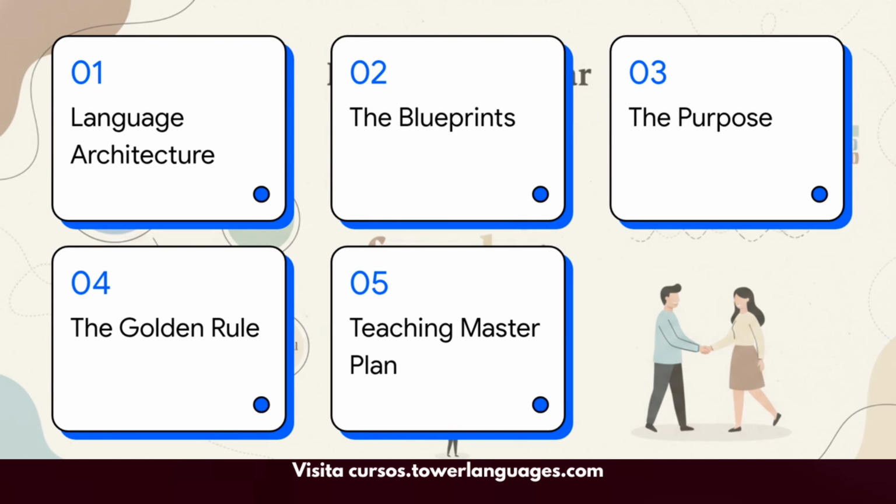Okay, so here's our game plan. We're going to build up your teaching knowledge step by step. First, we'll look at the basic architecture. Then we'll dive into the blueprints themselves. After that, we'll figure out the purpose of our design, learn the golden rule that holds everything together, and wrap it all up with your complete master plan.